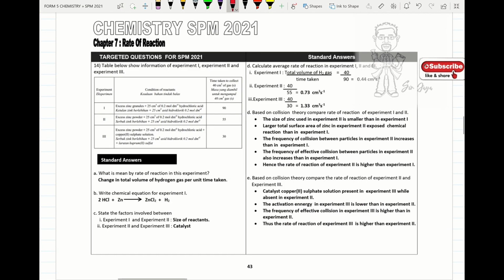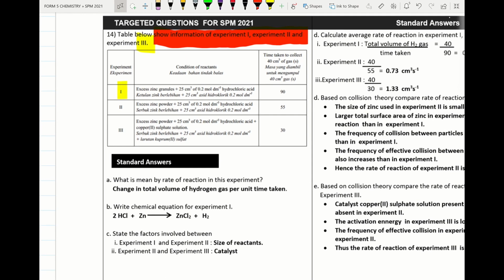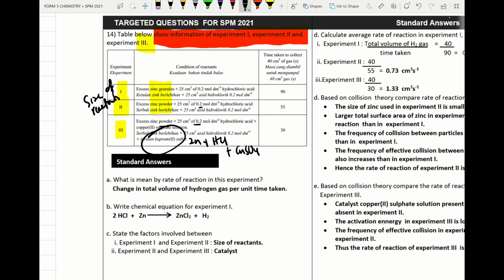And at question number 14, this is another type of essay question. We have a table showing the information about experiment 1, 2, and also experiment 3. In experiment 1, they use zinc granules, and here powder. So experiments 1 and 2 relate to the size of reactant. Please remember size of reactant. And experiments 2 and 3: here they use powder, the concentration is the same, and zinc reacts with hydrochloric acid, and they add a few drops of copper(II) sulfate solution, and this will act as a catalyst. So the factor involved between experiments 2 and 3 will be catalyst.